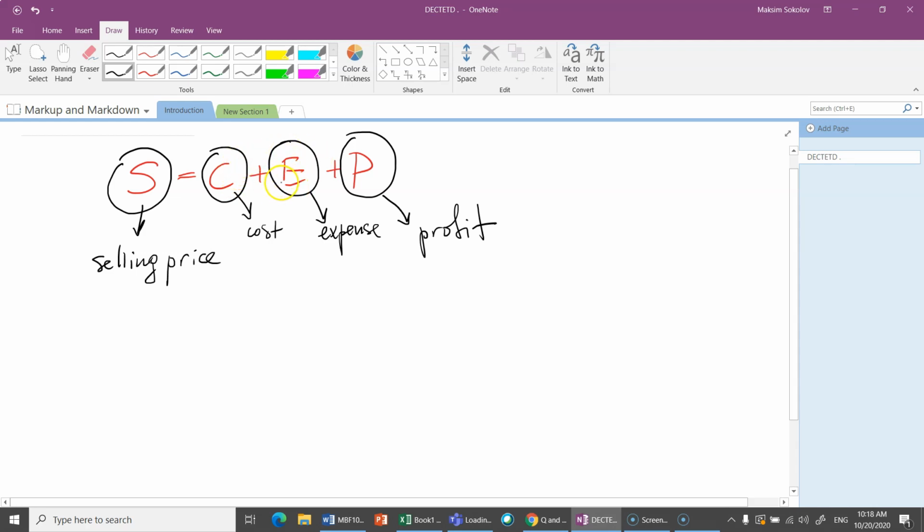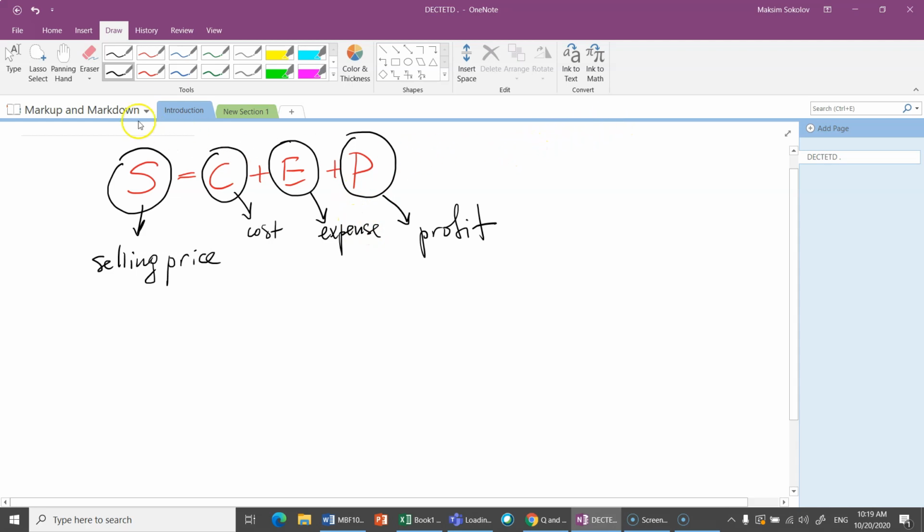E is the expense. That's all expenditure which is calculated on top of the cost, such as rent, salary, whatever that can be that you have to spend in addition to your raw materials or the products you are selling. P is going to be the profit that you would like to get by selling each item.